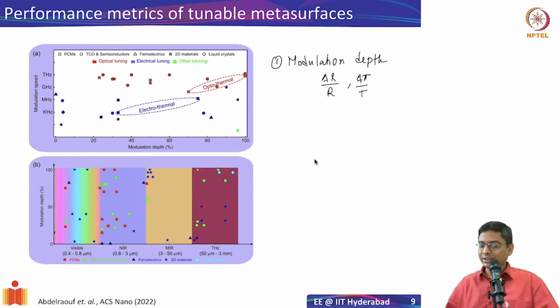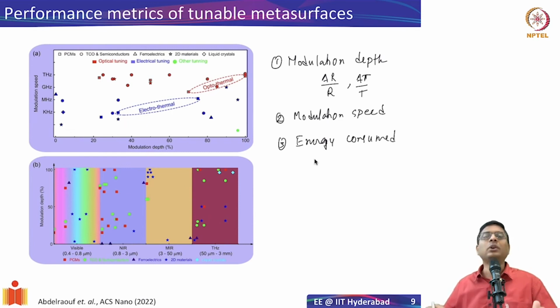The second thing I'm interested in is modulation speed. Of course, I want it to be as fast as possible. And the third one is the energy consumed. I don't want to spend a lot of energy just to create the modulation. That is an important one. We mentioned in the initial slide on phase change materials some femtojoules per nanometer cube, or nanometer square. How much energy is required to cause the phase transition? We don't want to spend a lot of energy.